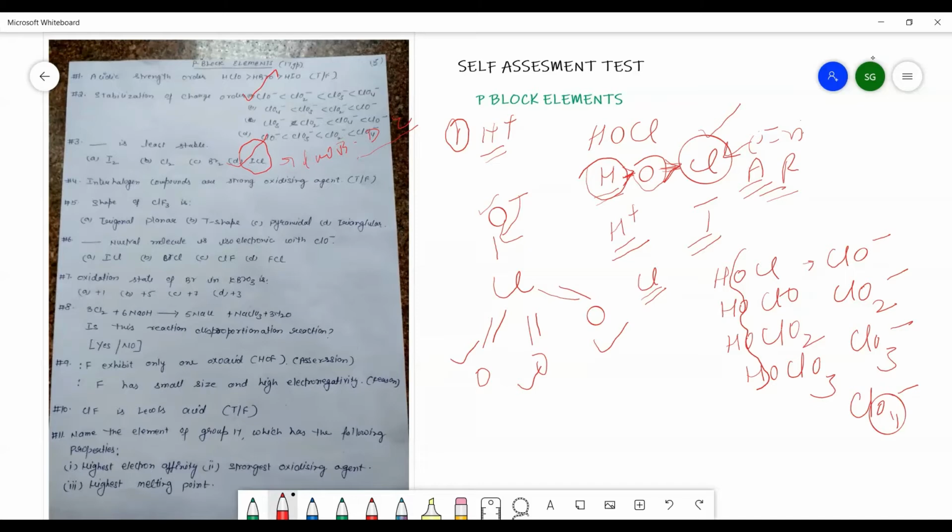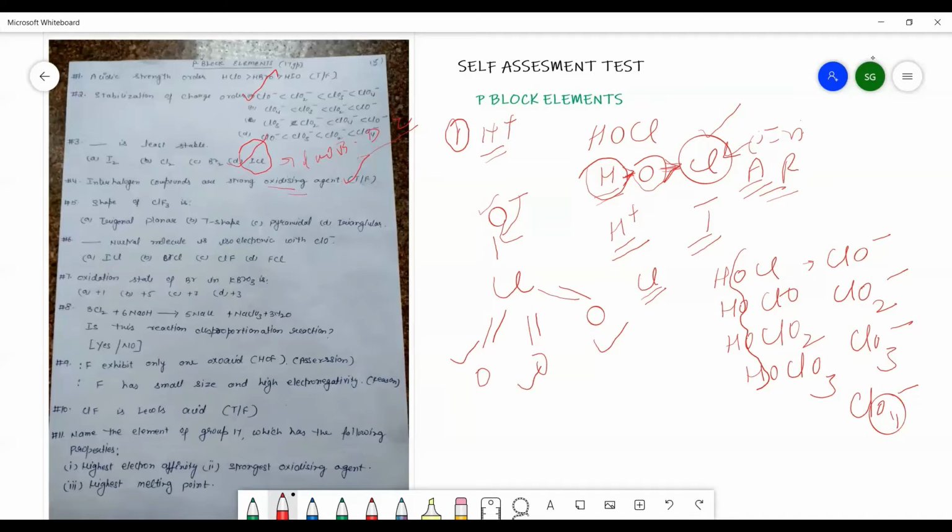Now the question number 4. Interhalogen compounds are strong oxidizing agents. This is a true statement because they consist of the halogens, and halogens are strong oxidizing agents because they need only one electron to complete the octet.